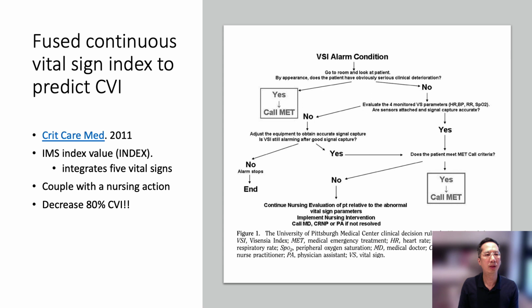First is one pretty old study published in 2011. They just used a very simple index using 5 vital signs, but coupled with the nursing action, they successfully decreased cardiovascular insufficiency by 80%. So they used this BSI alarm system, and they just ordered some fluid resuscitation for the patients with the alarm, and they found it's successful.